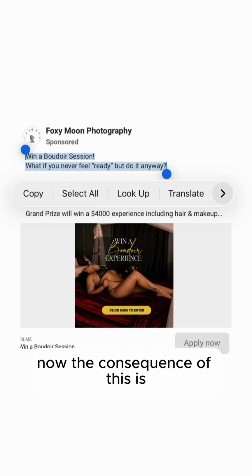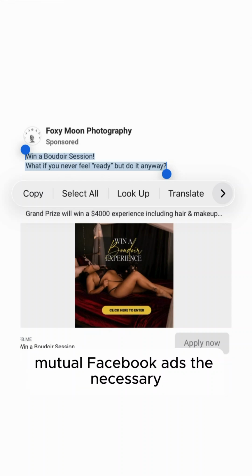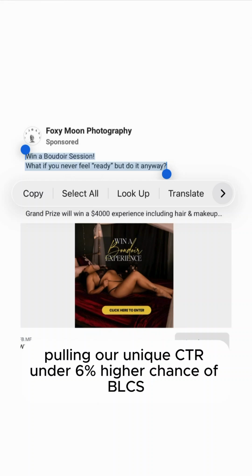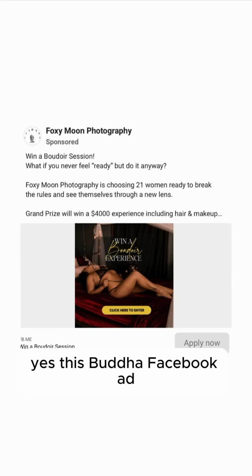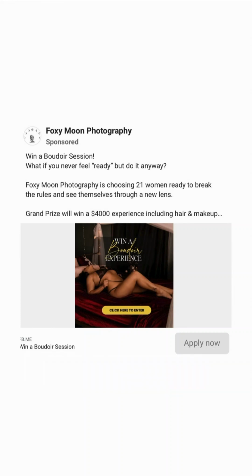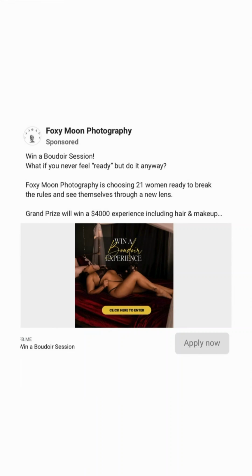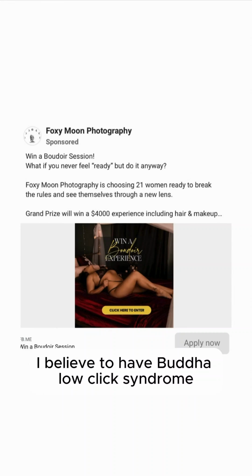Now, the consequence of this is way more women are going to be scrolling by our boudoir Facebook ads than necessary, pulling our unique CTR under 6%, higher chance of BLCS. So looking at this, yes, this boudoir Facebook ad, I do believe it has. The unique CTR, I believe, is under 6%, causing this boudoir Facebook ad, I believe, to have boudoir low click syndrome.